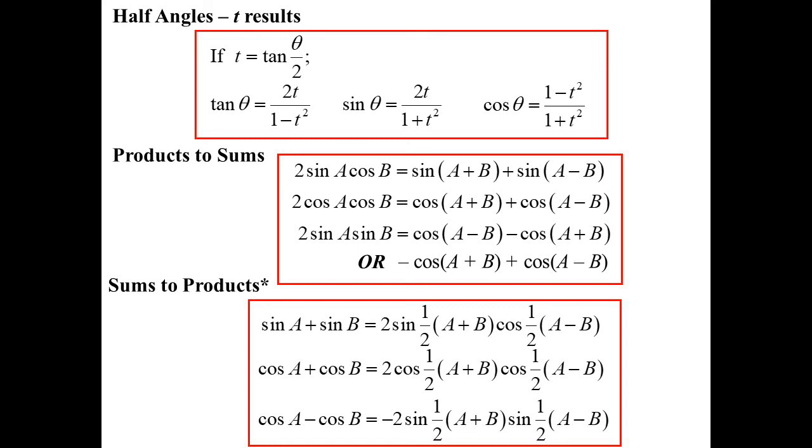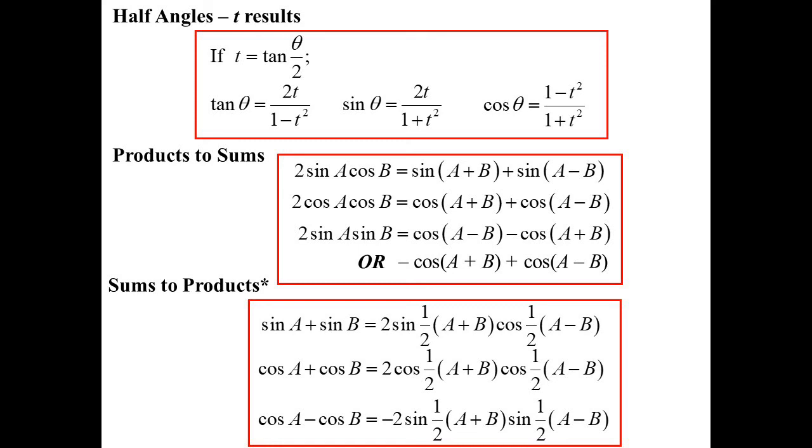Now, the products to sum formulas are on the reference sheet. The sum to products are not, because that's not actually in the syllabus. However, that doesn't mean we can't use it if we know it. Okay, so there are sum to products. That's why I put the asterisk there. Not actually in the syllabus.